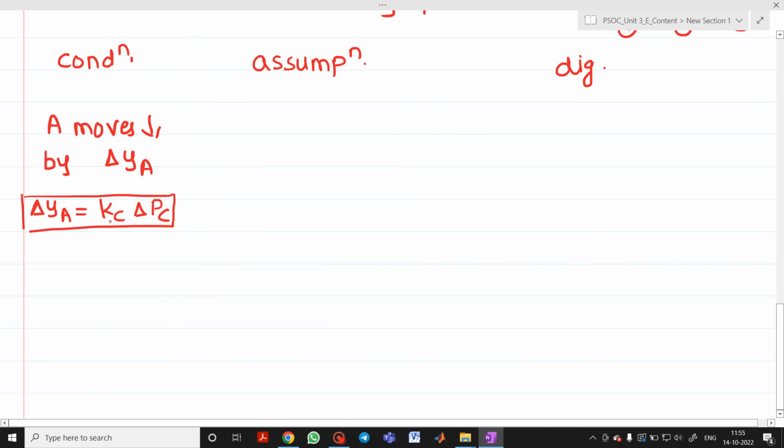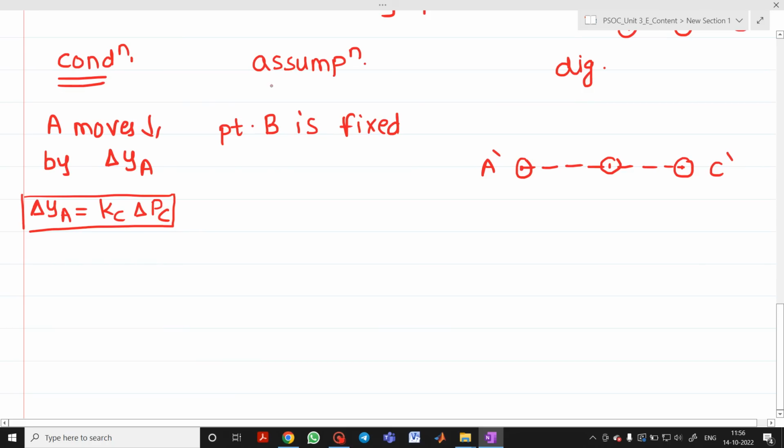Now let us assume that the point B is at a fixed position. So how will I draw? Let's see, I will draw the diagram here. This will be your initial position of your linkage mechanism, which is denoted here by a dotted line. So I will write this as A dash, this will be B dash and C dash. Now what is our condition? A moves in the downward direction. Here this distance is delta YA.